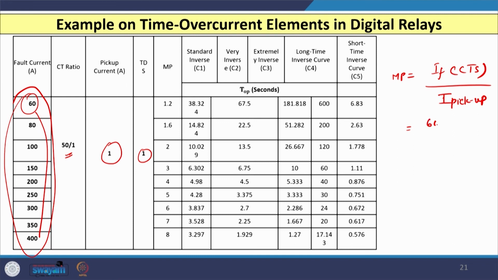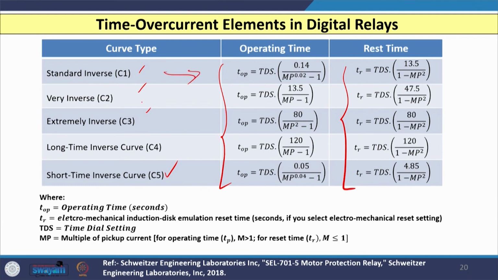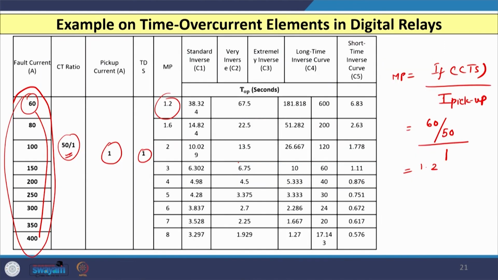If I just consider the first fault current, which is 60 ampere, I have to refer 60 ampere to the CT secondary. So, that is to be divided by the CT ratio, that is 50, and that is again divided by the pickup current, that is 1. This value comes out to be 1.2. Using this value, MP equal to 1.2 and TDS equal to 1, you can use the standard inverse curve, very inverse curve, extremely inverse curve, long time and short time inverse curve, that is C4, C5, and you can calculate the time for each curve. You can see these are the times which I have calculated.